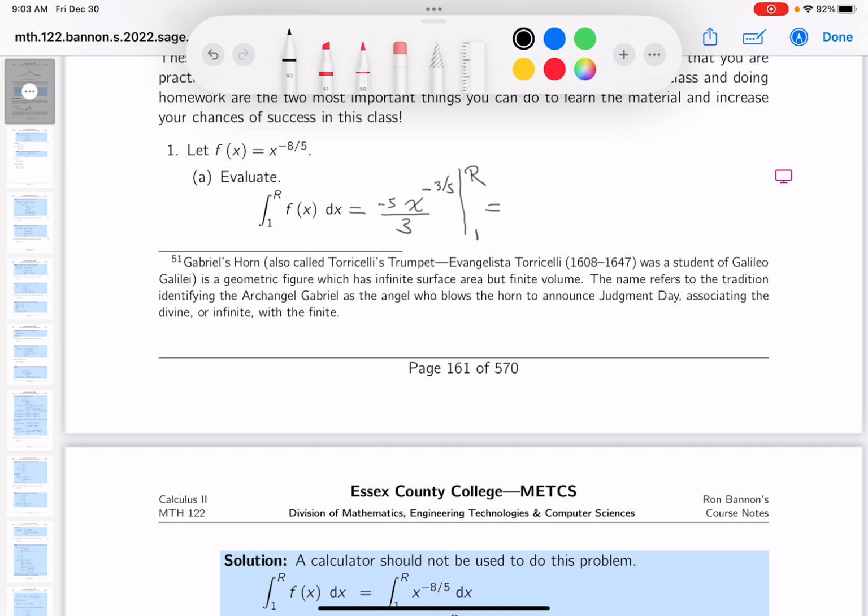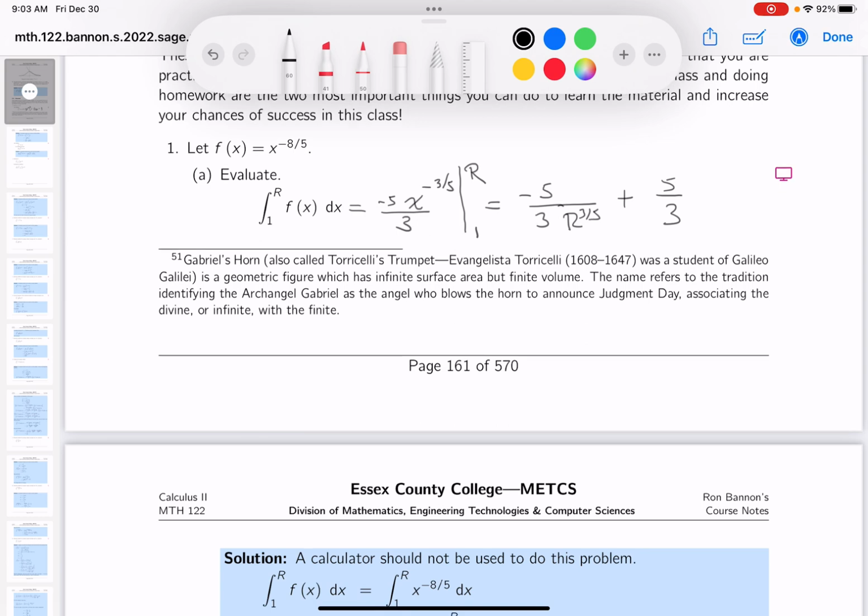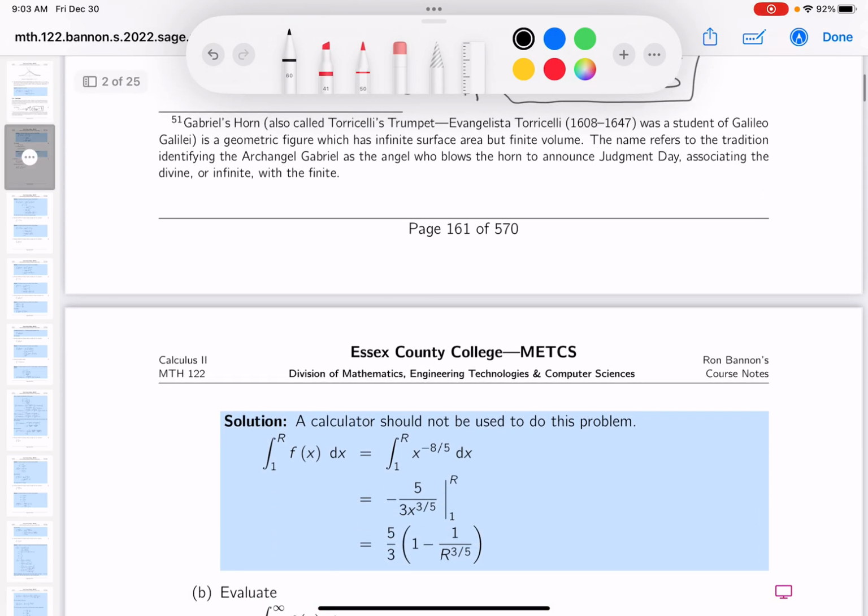And what do you get there? Let's see. You get minus 5/3, and then you get r to the 3/5. Minus a minus is a plus, so it's 5/3. And at 1, it's just simply 5/3. All right. Now, certainly, I'm going to say that's it. And we want to look at the key now, see how we're doing. And did we get that?